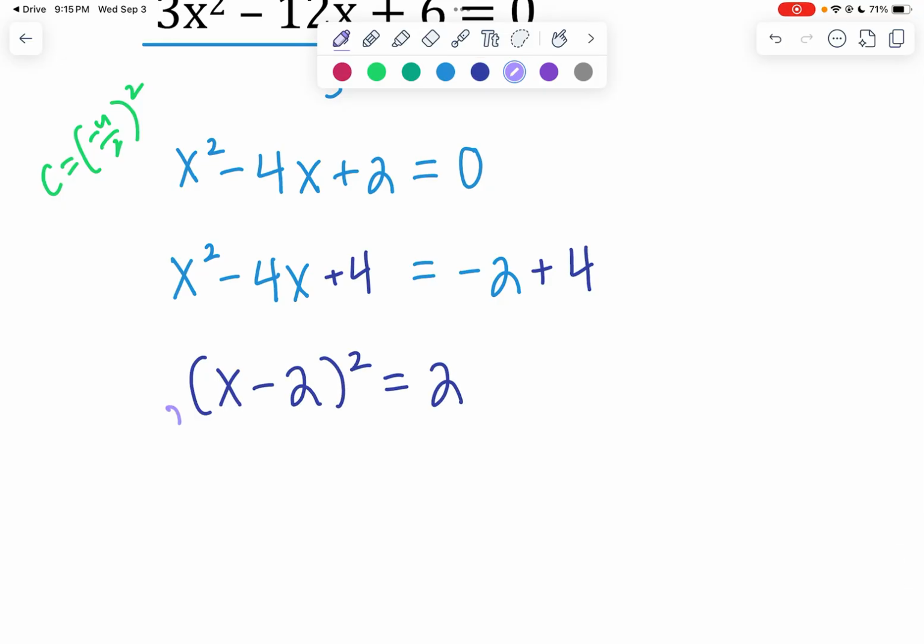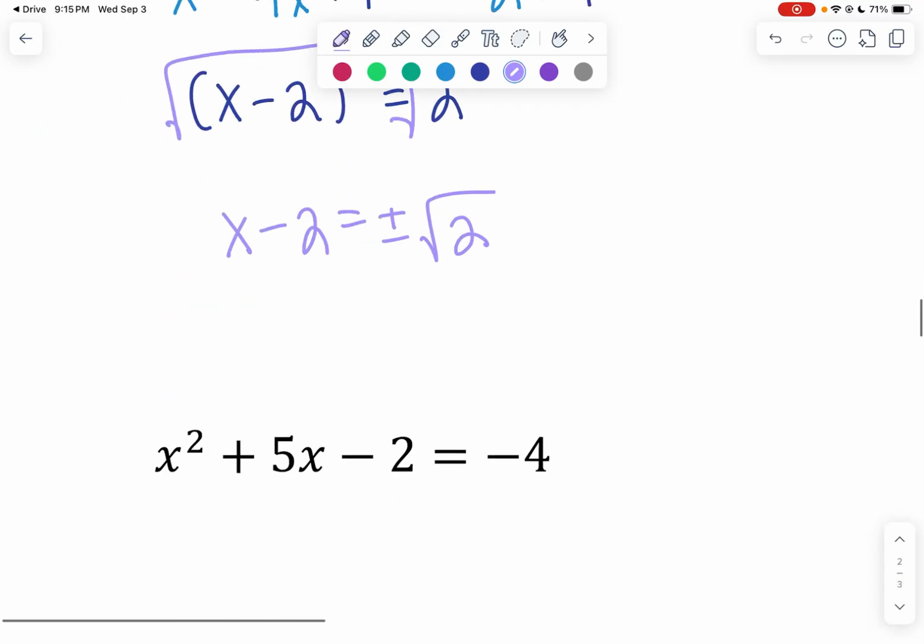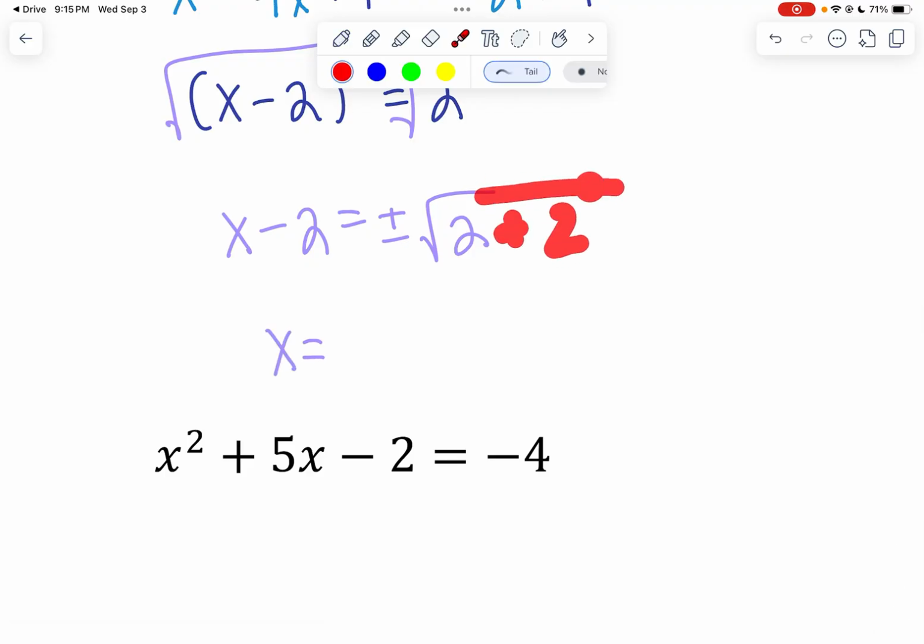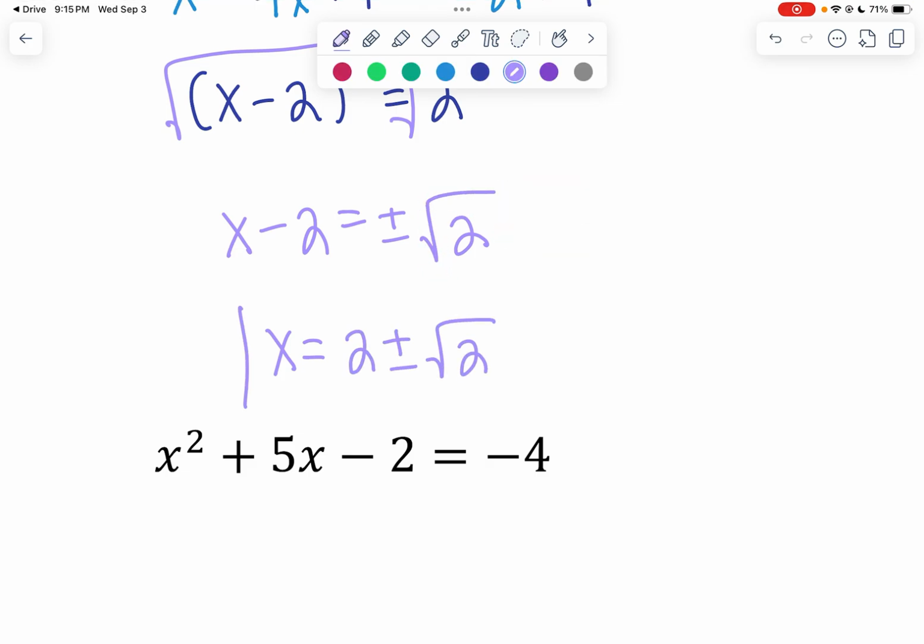And then now I can just solve it by square root. Once you have something squared equals a number, you can just square root both sides and go from there. So x minus 2 equals plus or minus √2. And then add 2 to both sides. And remember that your radical has to go at the back. We don't say plus 2 over here because then it's confusing as to where the radical ends. So I'm going to say 2 plus or minus √2. That's it.